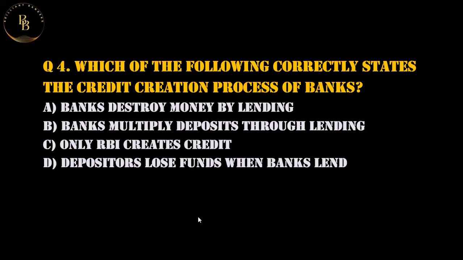I think everyone knows the definition of a bank. So as per that, each loan becomes a deposit elsewhere, or each deposit becomes a loan elsewhere, which creates multiple rounds of money. So banks multiply deposits through lending. The answer is B. So this is key for understanding the monetary expansion. Each loan becomes a deposit, and each deposit becomes a loan, creating multiple rounds of money.